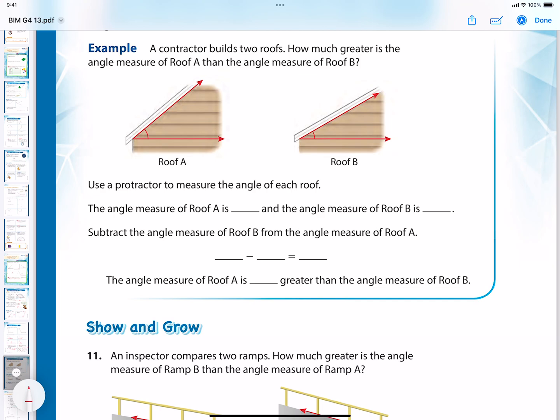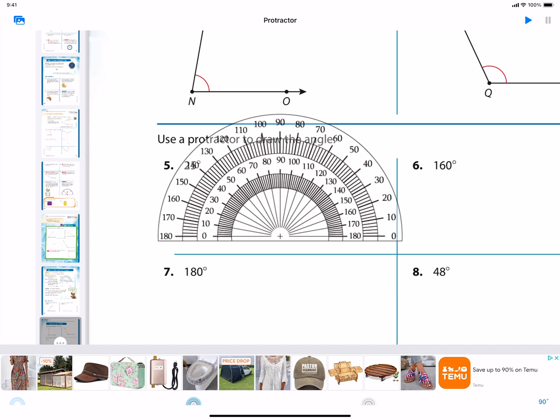Okay, it looks very similar, but I think roof A is more steep. Now here, use a protractor to measure the angle of each roof. The angle measure of roof A is blank. And the angle measure of roof B is something else. Now subtract the angle measure of roof B from the angle measure of roof A to see the difference. Okay, so let's go ahead.